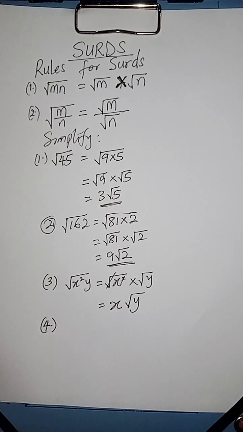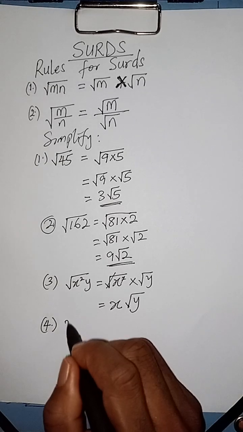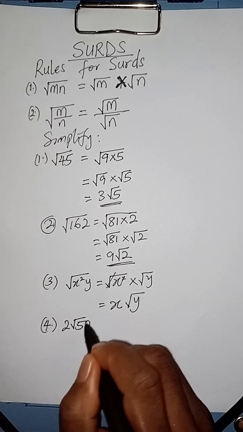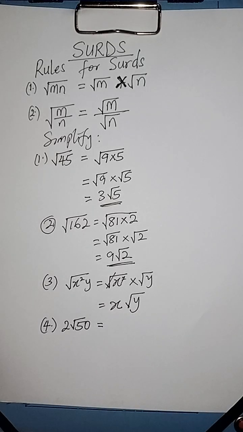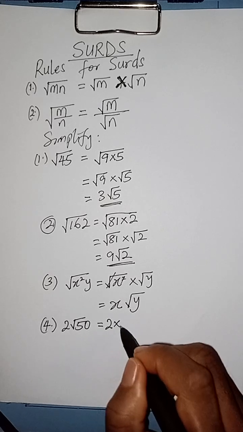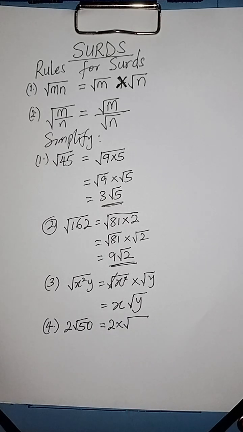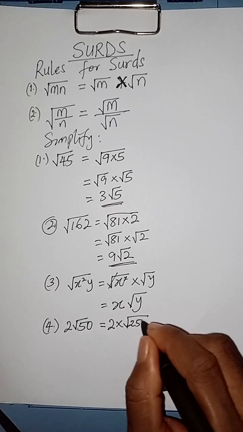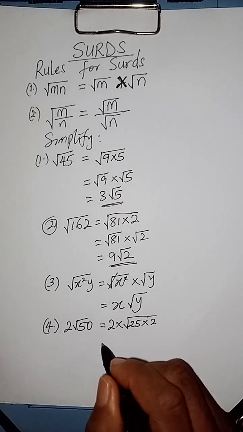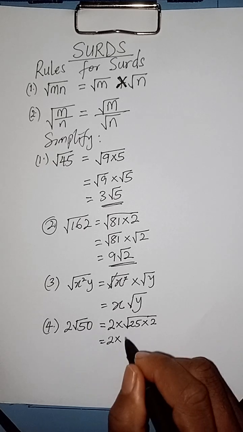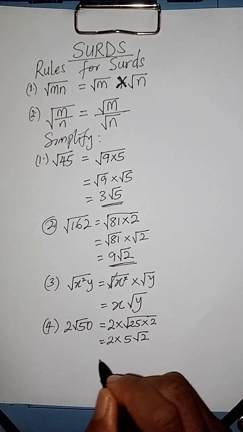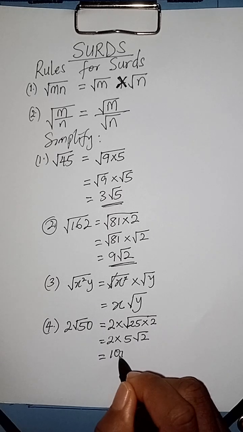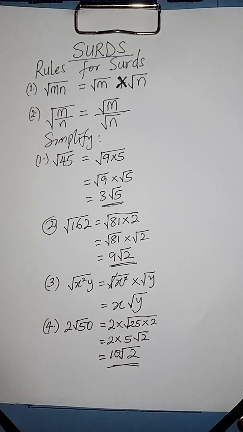Let's try out number 4. I have 2 root 50. Now this is also very easy. You look for two factors of 50 so that one of them is a perfect square, and that's 25 times 2. And this will be 2 times square root 25, which is 5, root 2. 2 times 5, 10 root 2. That is the answer to the question.